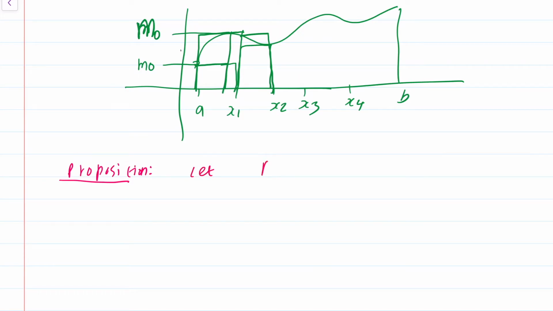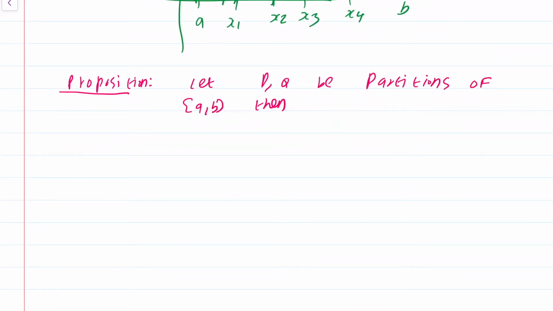Let P, Q be partitions of the closed interval AB. Then L of F,P is less than or equal to U of F,Q.